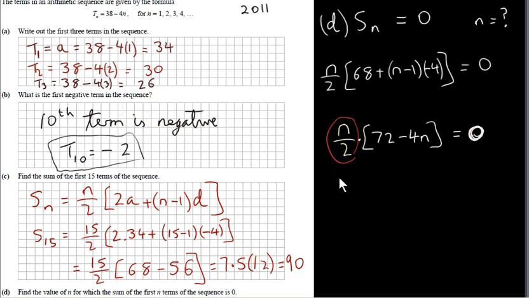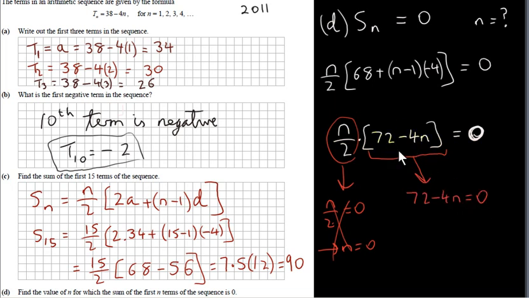So either n over 2 is 0, which would mean that n would have to equal 0, because 2 times 0 is 0. 0 divided by 2 is 0. Now that's not a solution. That doesn't make any sense, so we ignore that one. But it's an option. It will actually solve this equation. And the other option is to put this equal to 0. Because if this thing is 0, then we'll have 0 times n over 2 is 0.